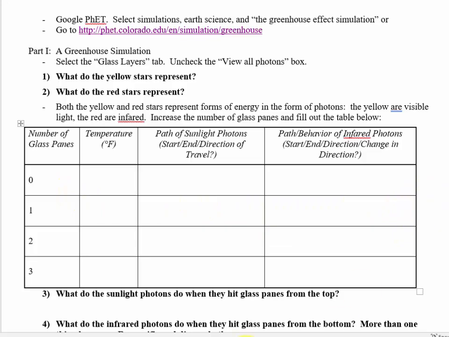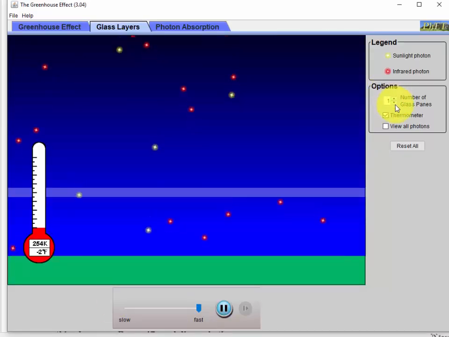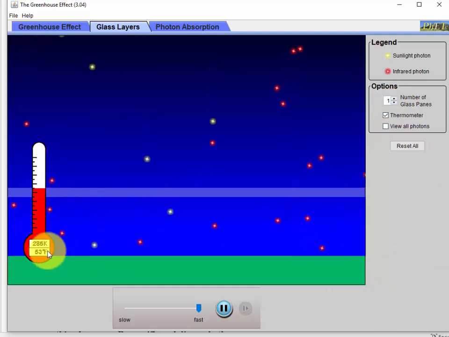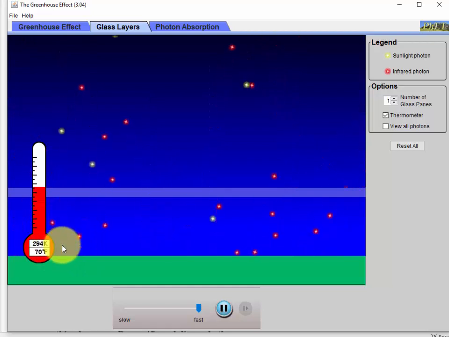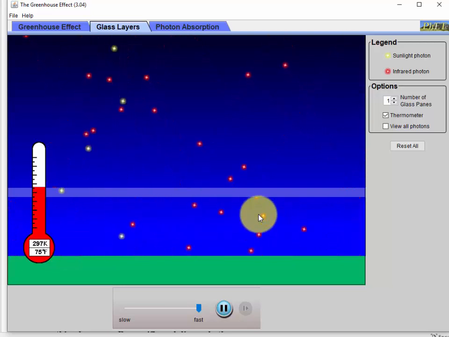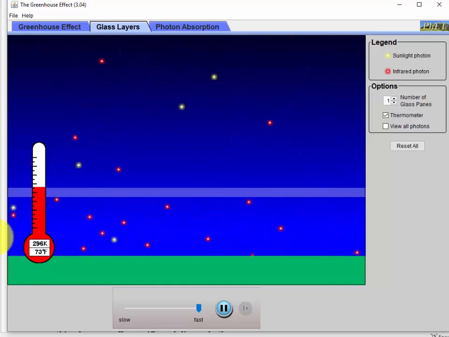Then I'm going to add a pane, so let's go ahead and add one pane. Don't record the temperature right away. Give it a second or two for things to stabilize. And pay attention to the path of the yellow guys. It seems to me like they're going right through the pane. And pay attention to the path of the red guys. Some of these guys are now changing their direction. I'll say that's probably good enough for the temperature.